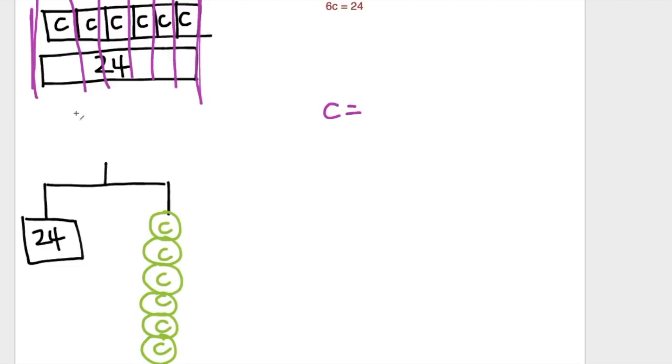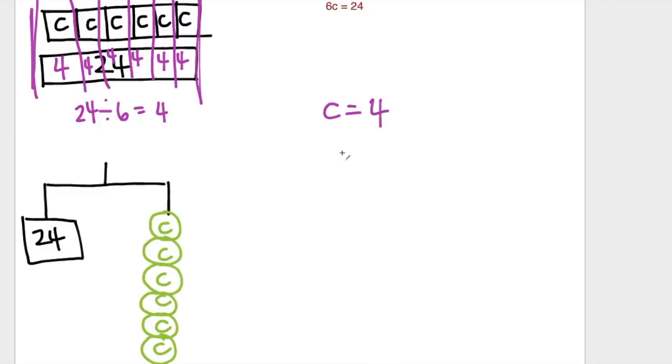So essentially what you're doing is you're taking 24, dividing it by 6. 24 divided by 6 is 4. So what that means is each of these c's is actually equal to the value of 4. So 4 plus 4 is 8, 8 plus 4 is 12, 12 plus 4 is 16, 16 plus 4 is 20, and then 20 plus 4 is 24. So that's how you know that c equals 4.